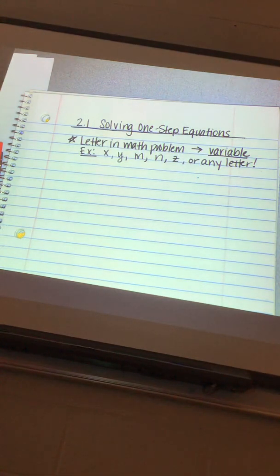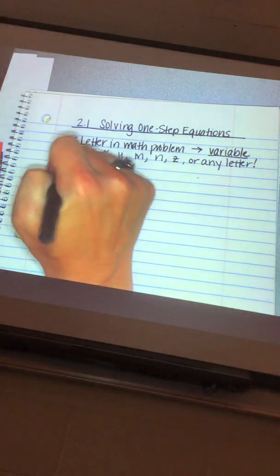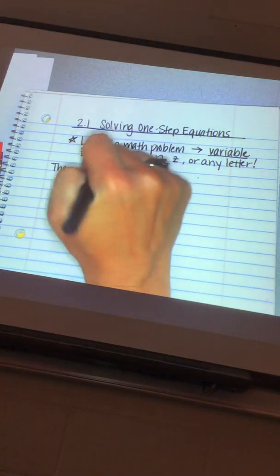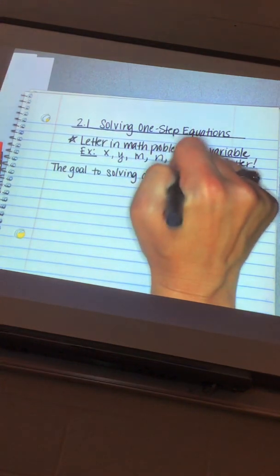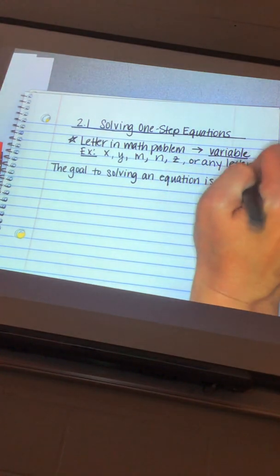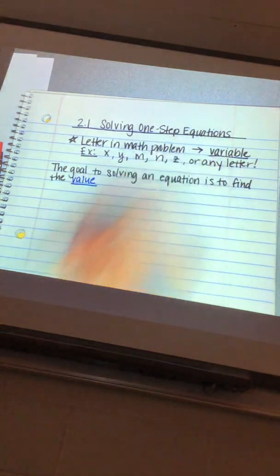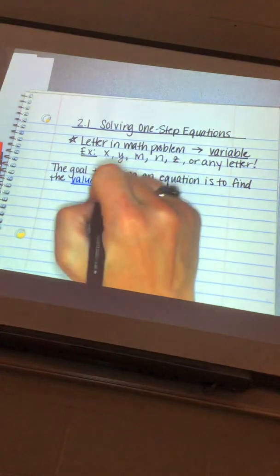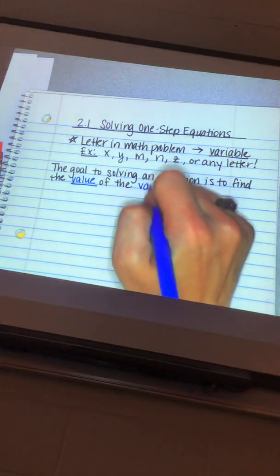So before we get started, we need to write down some notes, okay? So write these notes down for me. The goal to solving an equation is to find the value of the variable. There you go. There's that word again.